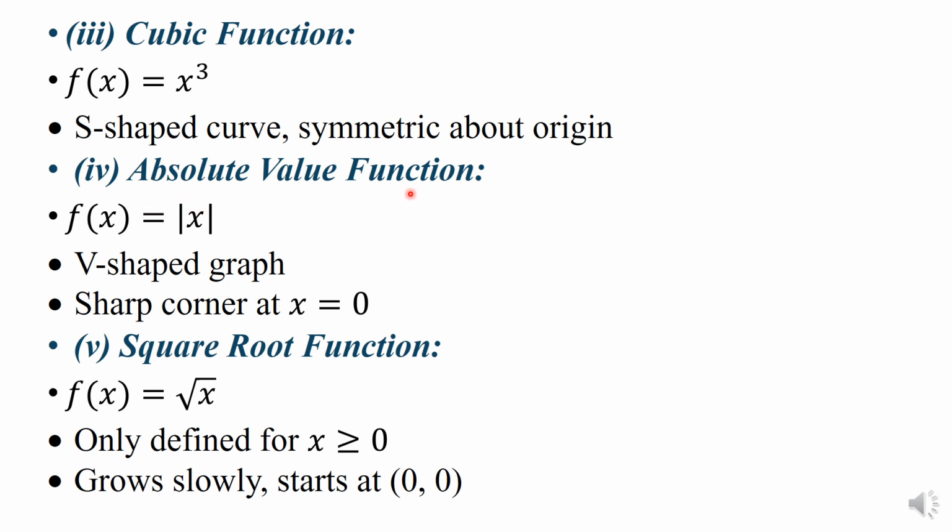Absolute value functions: f(x) = |x|, you can see here the absolute function is given. V-shaped graph, sharp corner at x = 0. Square root functions: f(x) = √x, only defined for x greater than or equal to 0. Graph slowly starts at (0, 0).